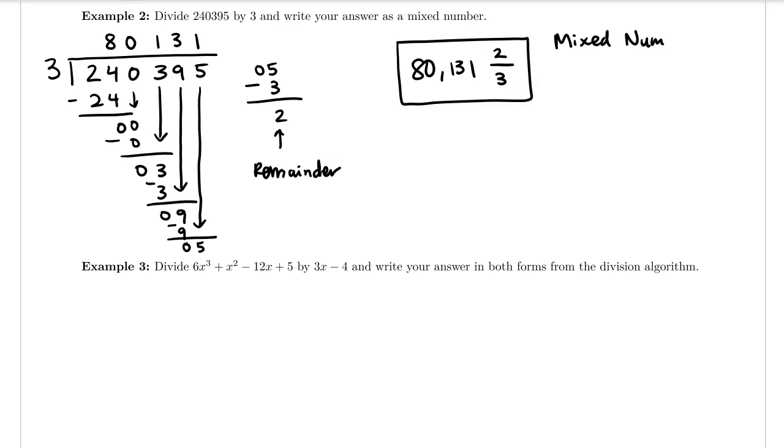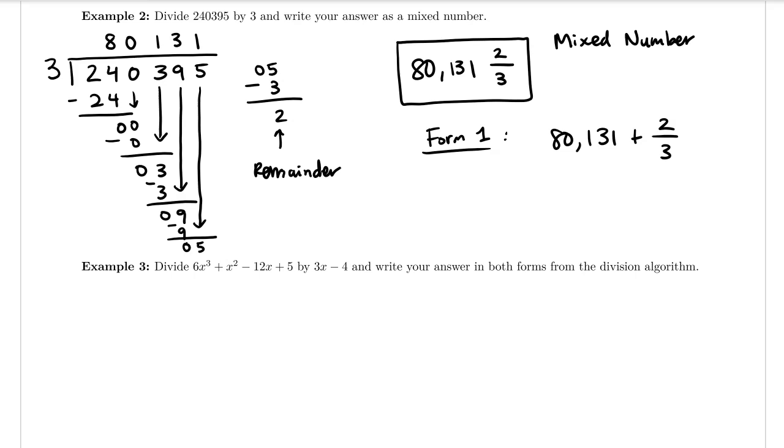Now the notation for a mixed number is kind of interesting because when I have a whole number and a fraction, normally when I put those next to each other, that indicates multiplication, but that's not what's happening here. Really, this is like form 1 of the division algorithm. It's really 80,131 plus the remainder over the divisor.